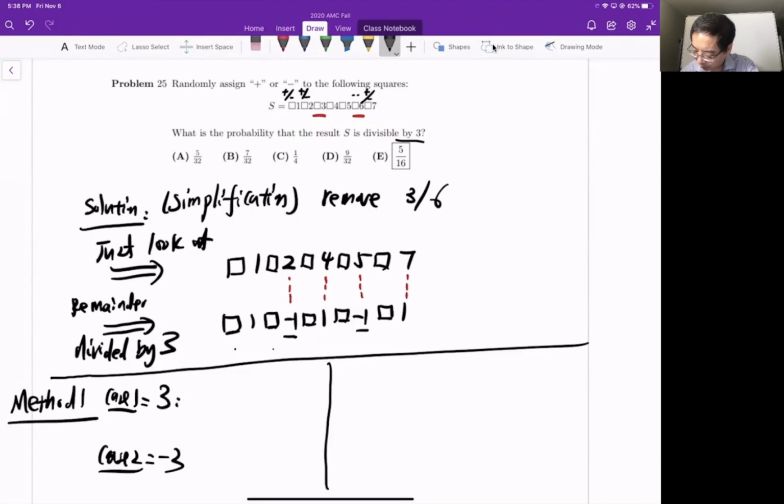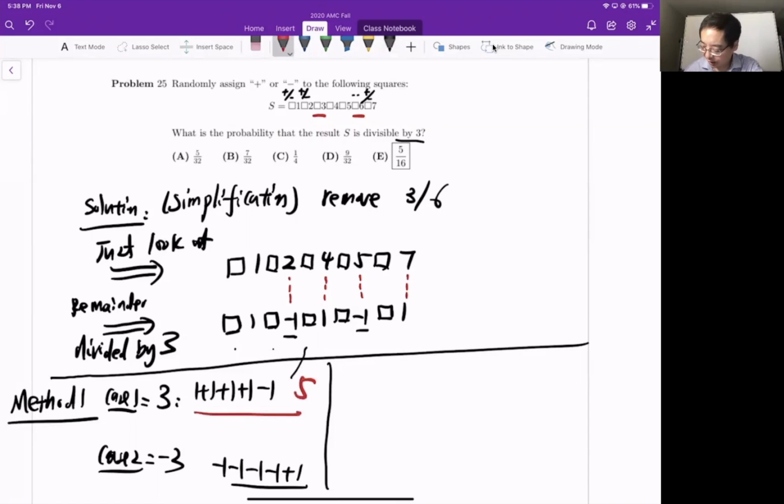If you get 3, you just switch the sign, you get -3, right? How you get 3, you can only have like 1 plus 1 plus 1, then +1 and -1. And -3 is -1, -1, -1, -1, and +1. And then it's not hard to check. There are 5 different ways to arrange that. And by symmetry, this also has 5 different ways to arrange that. So the total number of ways is 5 + 5, which is 10.